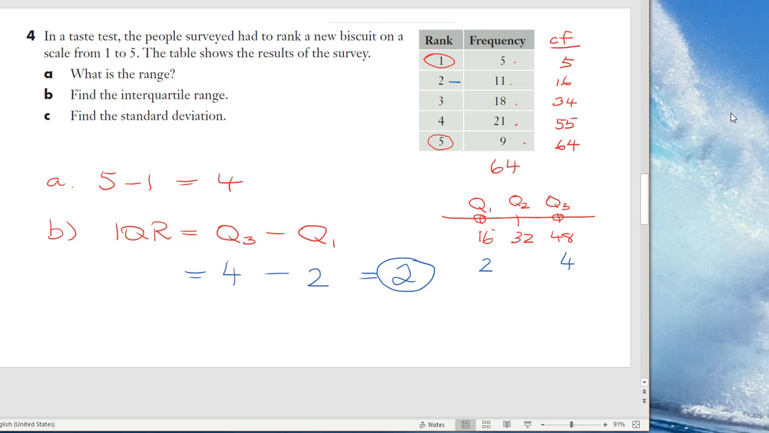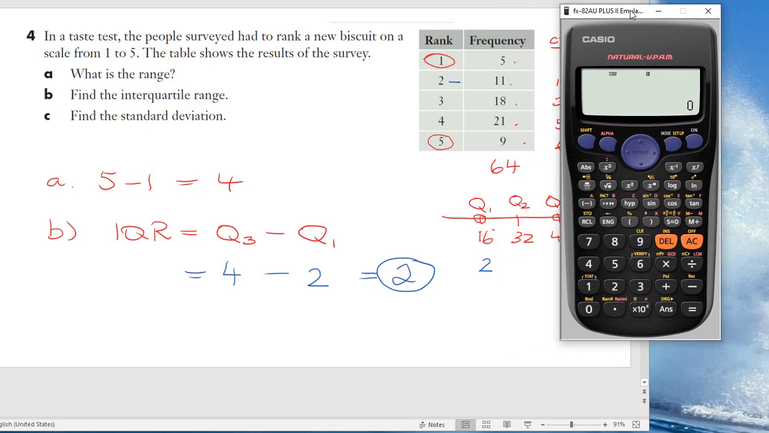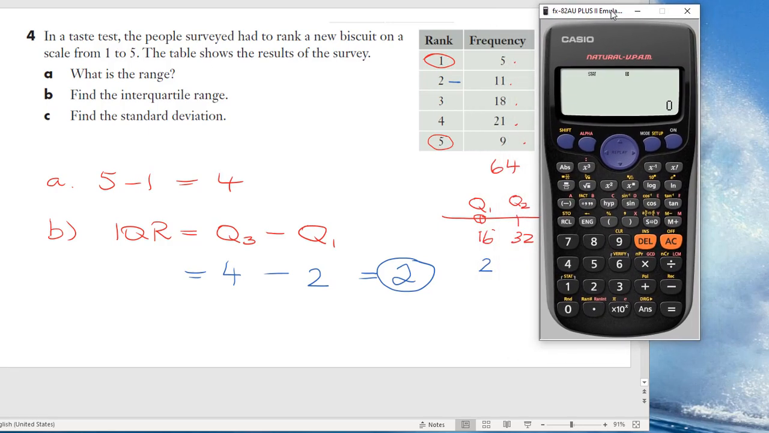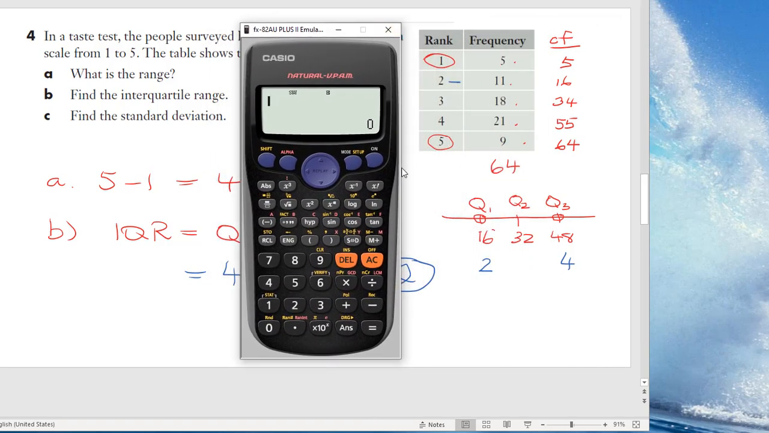The standard deviation, actually, we might as well do it. Might as well show you, because the only way we can do standard deviation is to enter that data into the calculator. So we'll go into stats mode. Actually, I'll clear out of that and go back into stats mode. Option 1, our frequency table should still be there. 1, 2, 3, 4, 5.